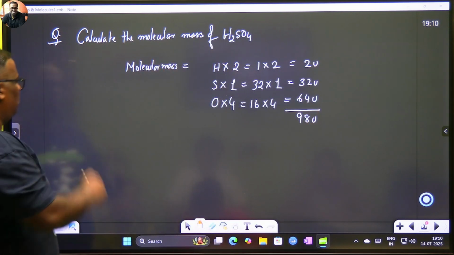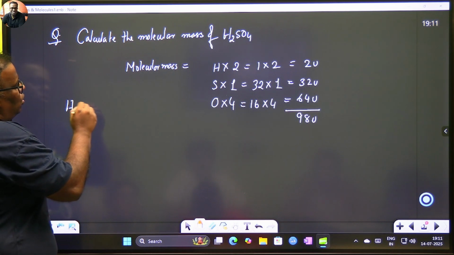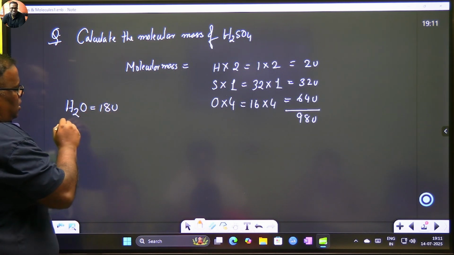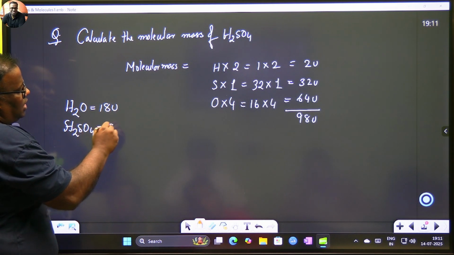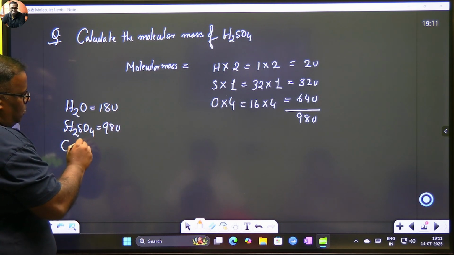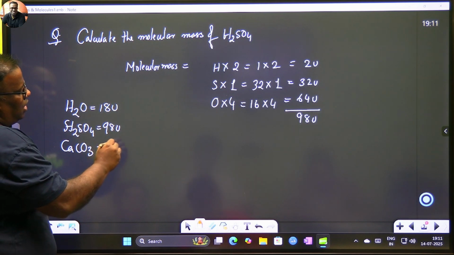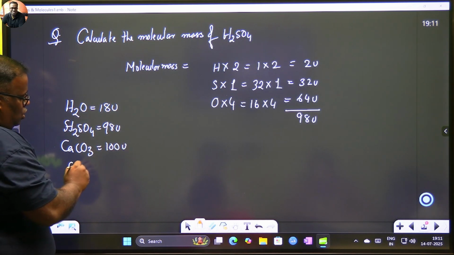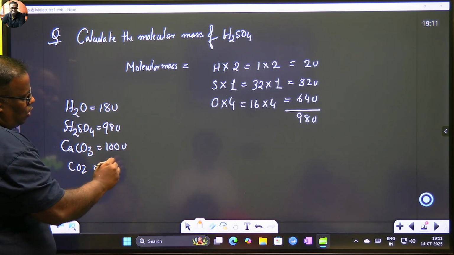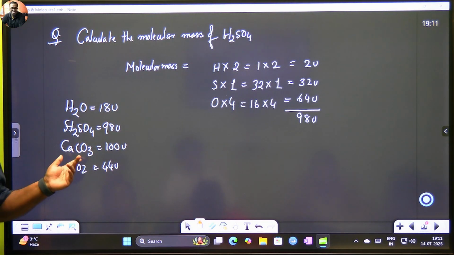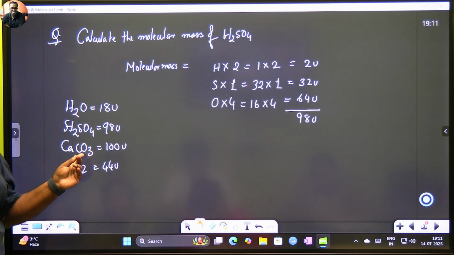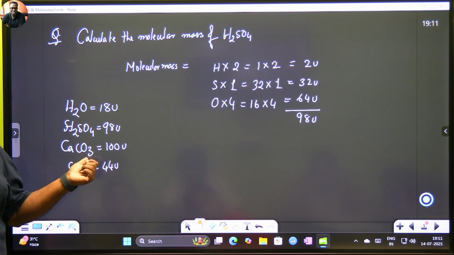Few things you should know. Water, H2O, will always be 18 atomic mass unit. Sulfuric acid will always be 98 atomic mass unit. Calcium carbonate, CaCO3, will be 100 atomic mass unit. CO2 will always be 44 atomic mass unit. Even this one you can calculate. Calcium carbonate: calcium is 40, carbon is 12. 40 plus 12 is 52, and 52 ke saath aap add karo 48, 100 ho gaya.